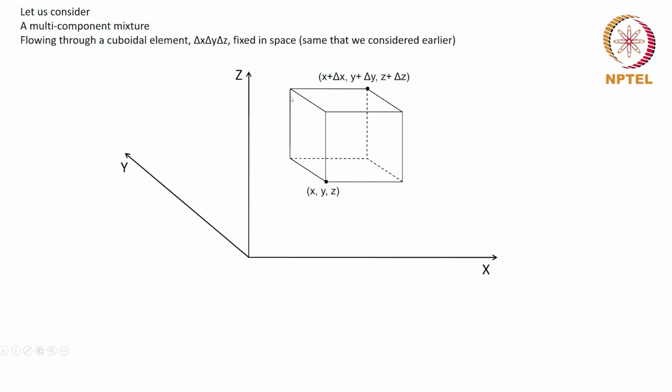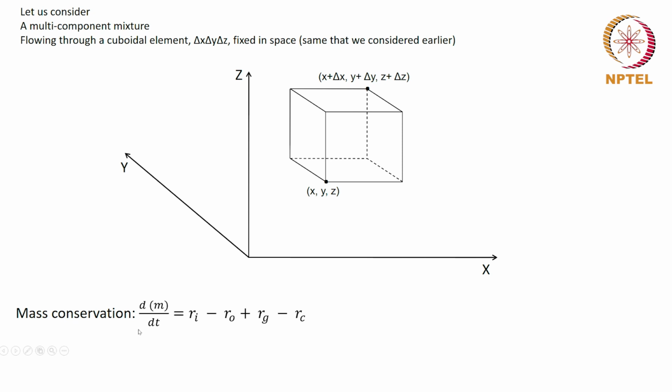In the x direction, it enters the face at x and leaves at the face at x plus delta x. In the y direction, it enters the face at y, which is this, and leaves at the face at y plus delta y, which is that. And in the z direction, it enters at the face at z here and leaves at a face located at z plus delta z, which is this.